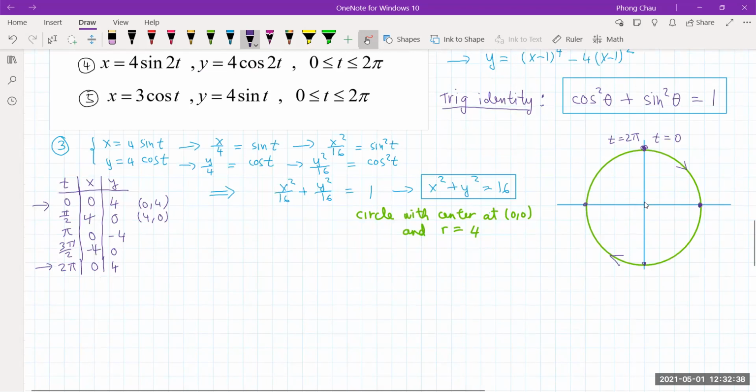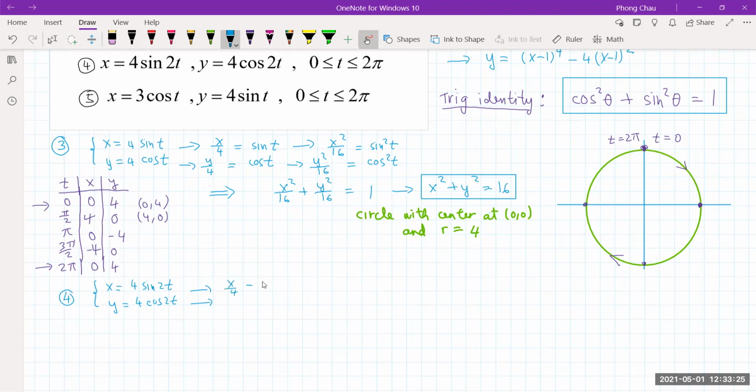Now let's look at number 4. You look at number 4, and you're going to realize something. We're going to see the pattern very soon. For number 4, the only difference is that we have 2t instead of t. So we have x equals 4 sine of 2t, and y equals 4 cosine of 2t. How would that look compared to the 4 sine of t?